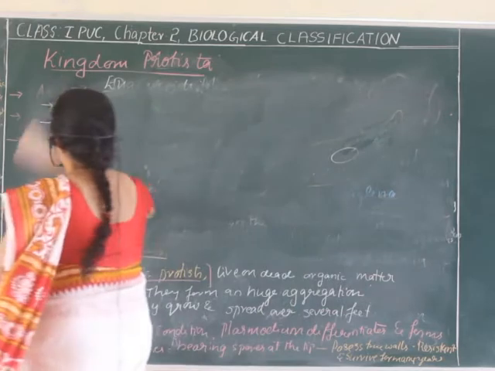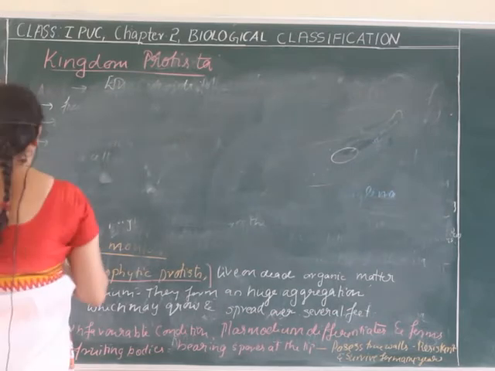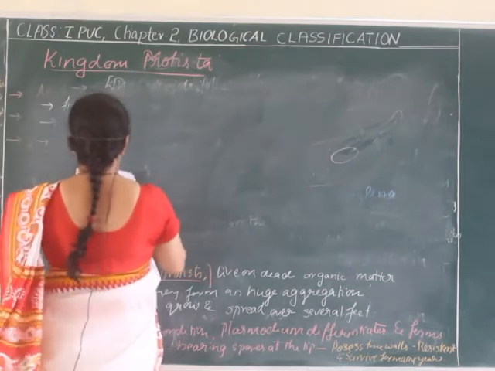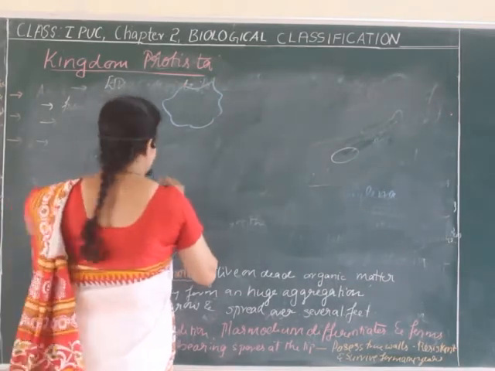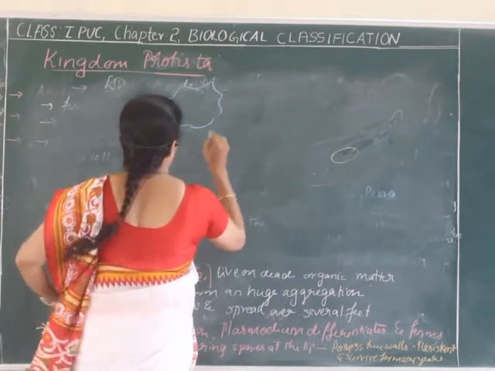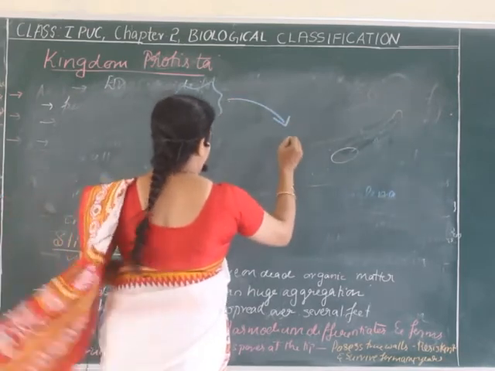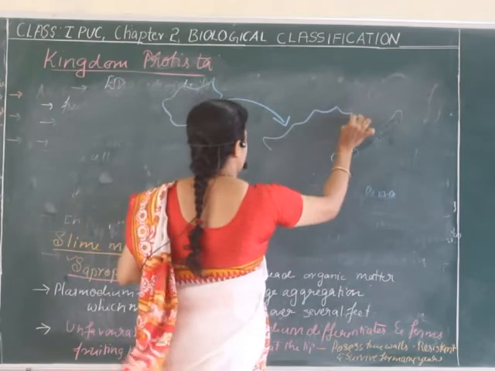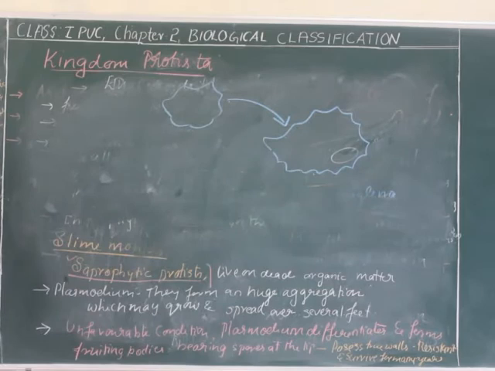So that is the slime mold. Plasmodium is formed in the group of slime molds. It is a structure produced during the life cycle. So usually slime molds will be in this form. Once it gets matured, it starts to form a large mass of cells which covers a large area.